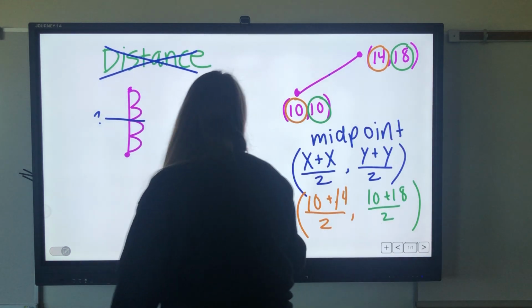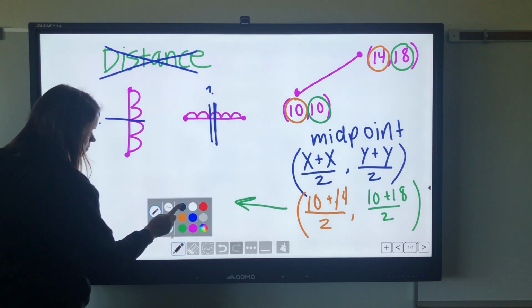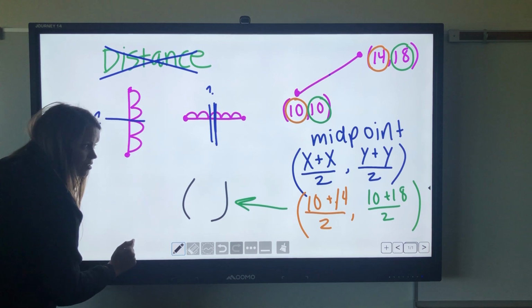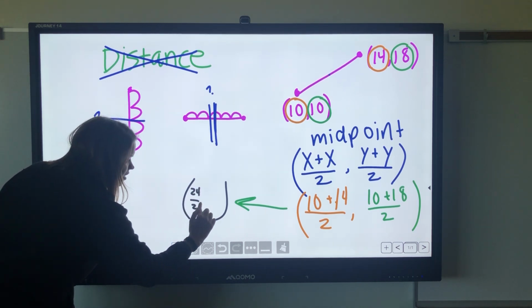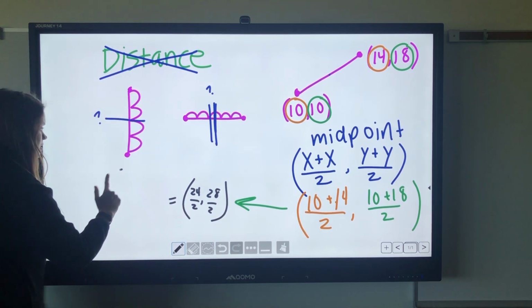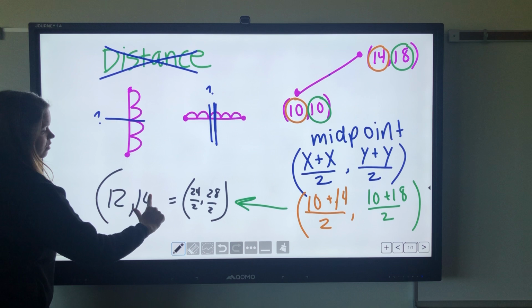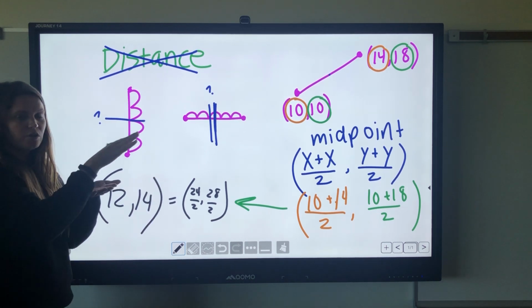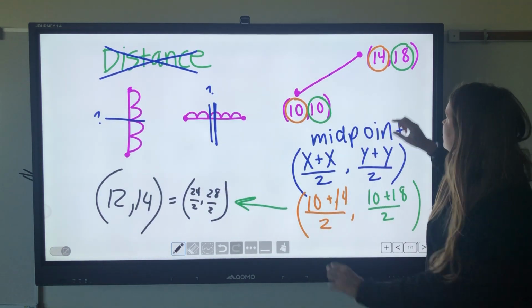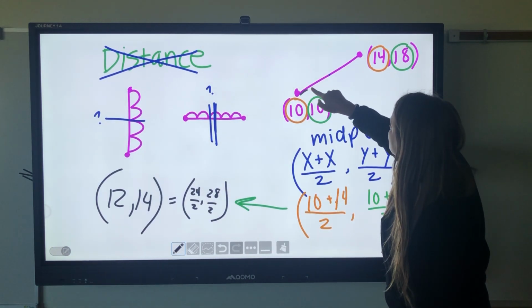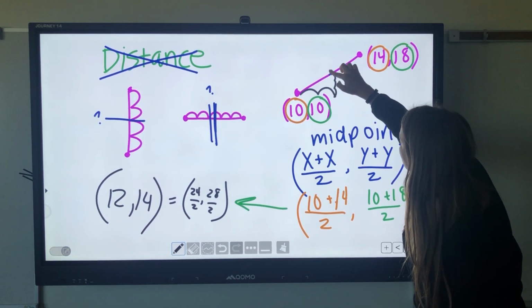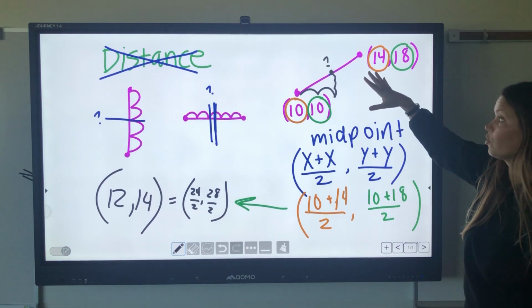So our final answer is 24 divided by 2, 28 divided by 2. So that's 12 and 14, and test that out. If you have a little graph paper on your desk, if you graph the point (12, 14), wouldn't it be 2 jumps to the right of 10 and 4 jumps up, and it perfectly lands in the middle, and you can check your work by graphing.